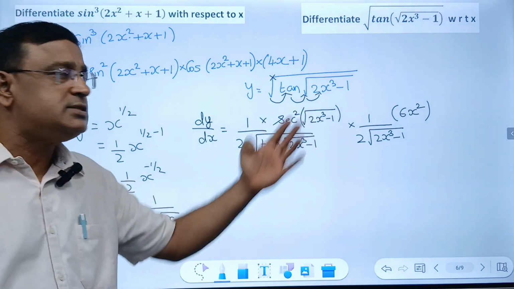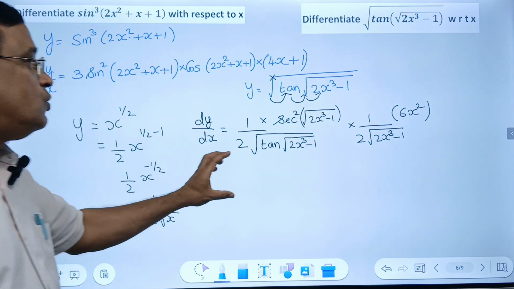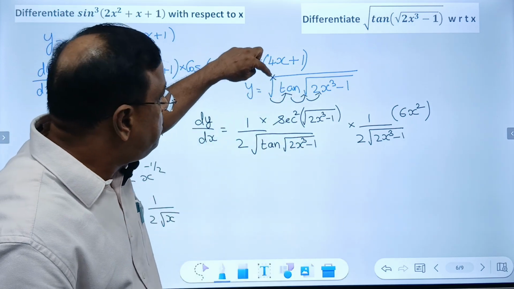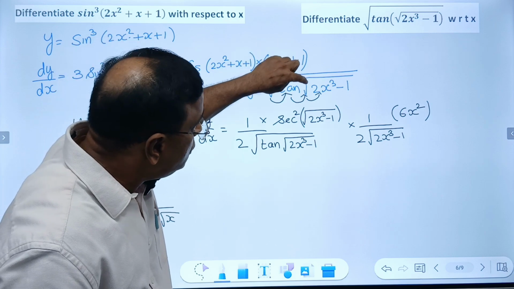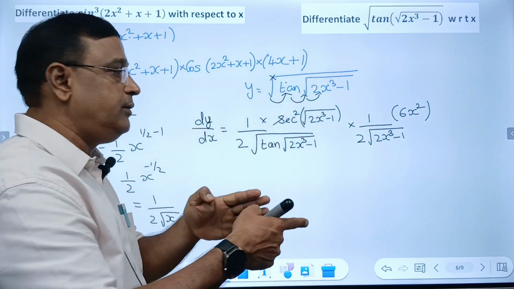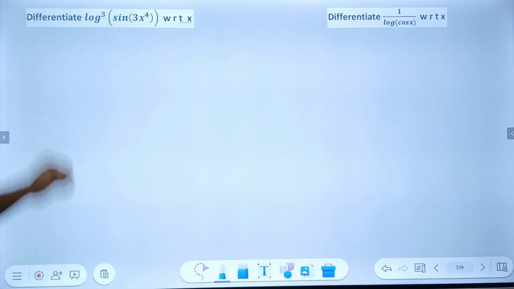I'm not interested in simplifying this. We are only learning how to differentiate. So let us not bother about simplification. Is that clear? Power, then tan, then root, then 2x cube. See, you keep moving inside. Okay, that's what chain rule is all about. Let's come back to this.